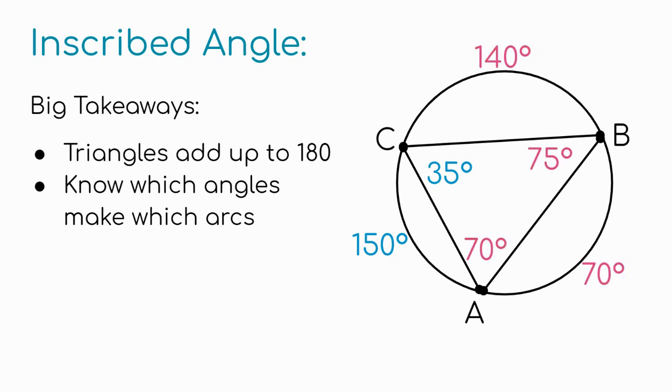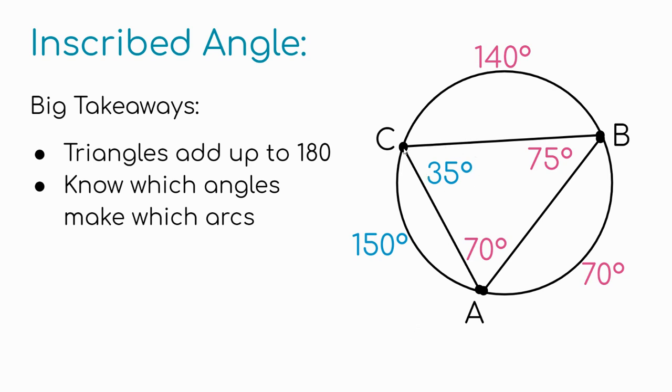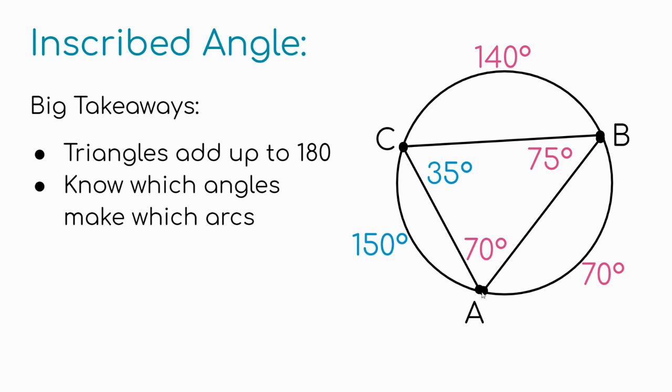All right, so you should have gotten these numbers. Here's the order I did it in. You could have done it a little bit differently. I first saw that I have angle C right here. Angle C is an inscribed angle. Here's my inscribed angle. It creates arc AB. Inscribed angles are half, so I did 35 times 2, and I got 70 degrees.